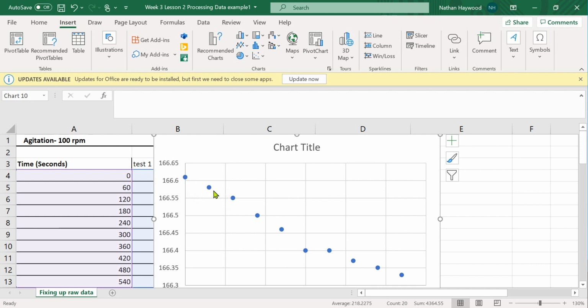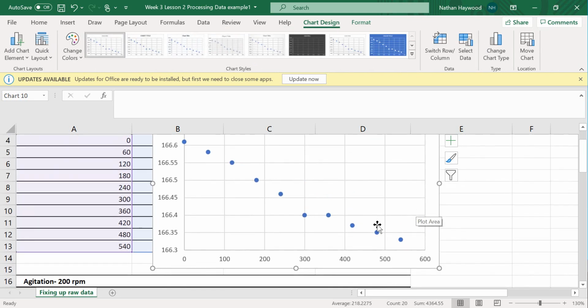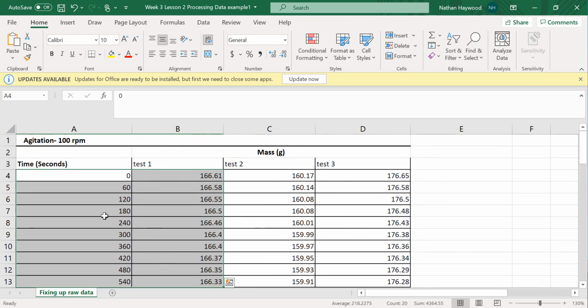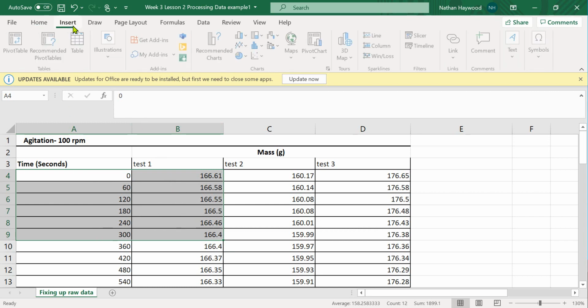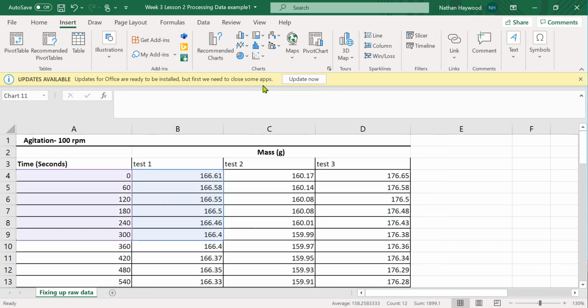So looking at my graph, this is approximately this time here, which if we have a look is in the first 300 seconds, and then it kind of peters out a little bit. So I'm going to change the data again and just go from 0 to 300 seconds, selecting that time, that change in mass, creating another scatter plot.